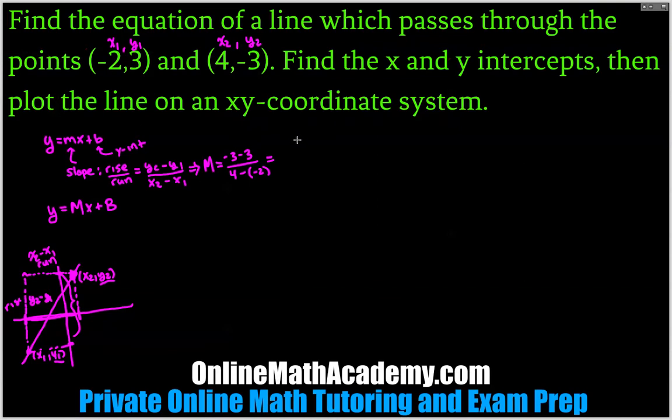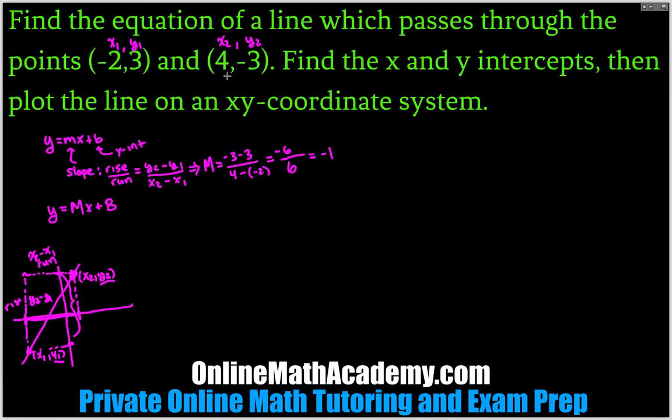Now, negative 3 minus 3 is negative 6. 4 minus negative 2 is the same as 4 plus 2, right? And I teach my students the trick that if you see this right here, you can just draw the plus sign right in by connecting those two minus signs. Okay, so it's 4 plus 2, which is 6. So the slope of this line is negative 1.